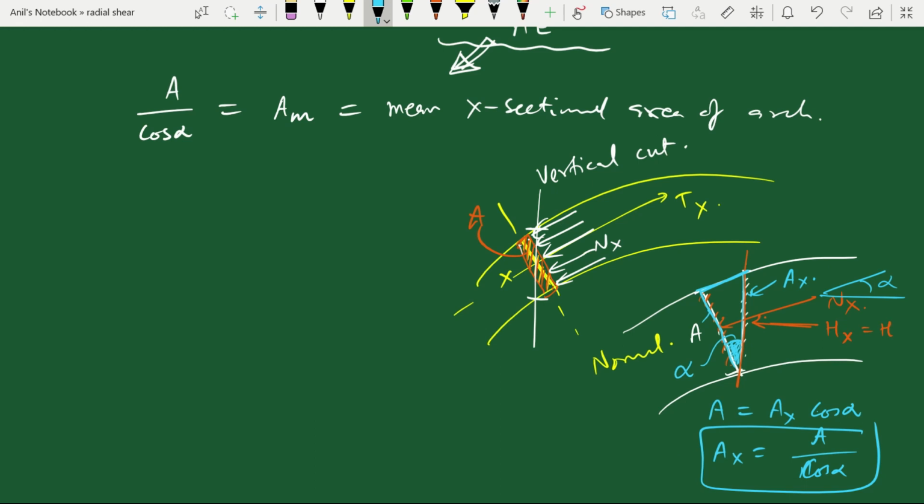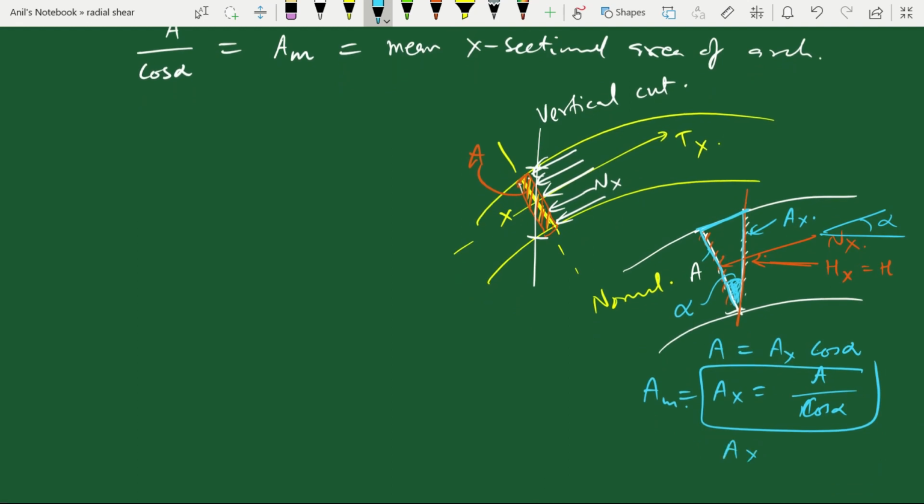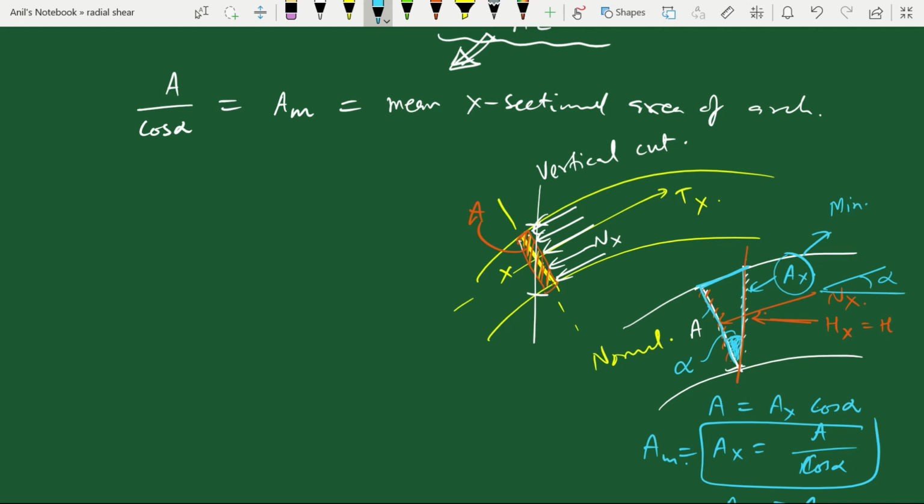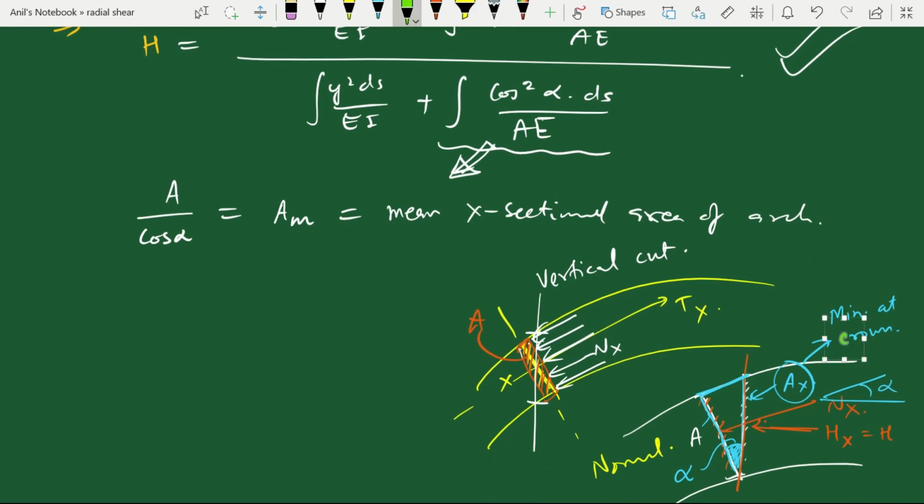So it is this mean area which is used here, and of course AX will be more than A, and the value of AX will be minimum at the crown, because wherever the crown is, if we make a vertical cut at the crown, suppose this is the crown in the arch, if we make a vertical cut here, so area AX will become area at crown, and that will be definitely minimum, because as we go away from the crown, the vertical depth of cut is increasing and AX will increase.